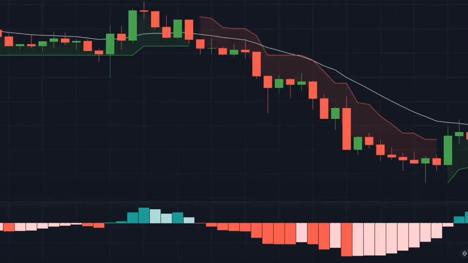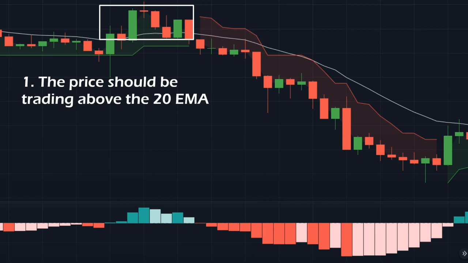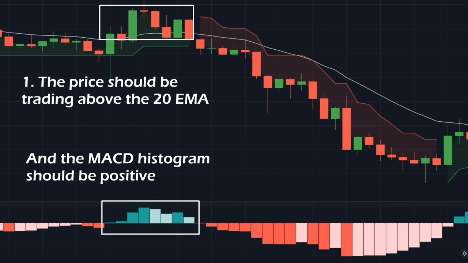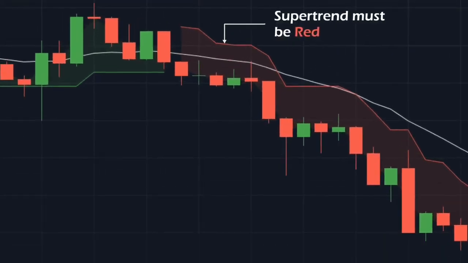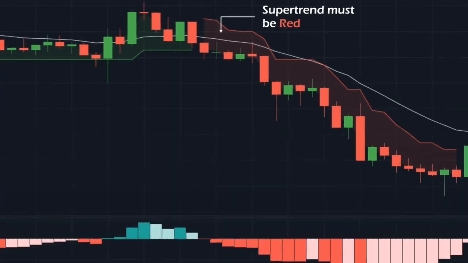Now let's take a look at the rules for entering short positions. Entering a short position is the exact opposite of entering a long position. First, the price should be trading above the 20-period exponential moving average, and the MACD histogram should be positive. Now wait for price to cross below the 20-period EMA. Then make sure that the MACD histogram is either in the process of crossing from positive to negative, or has crossed into negative territory within the last 5 candles. And finally, the supertrend must be red.